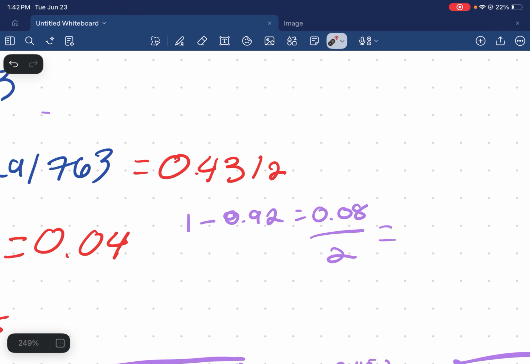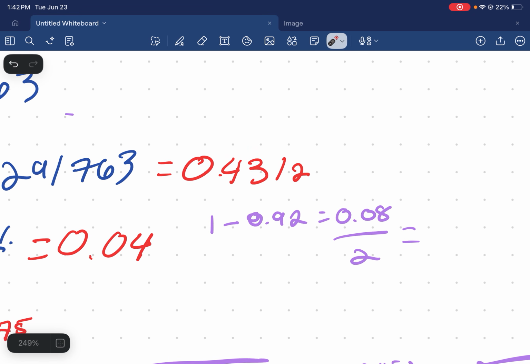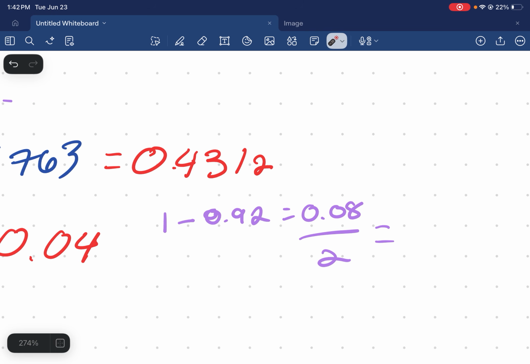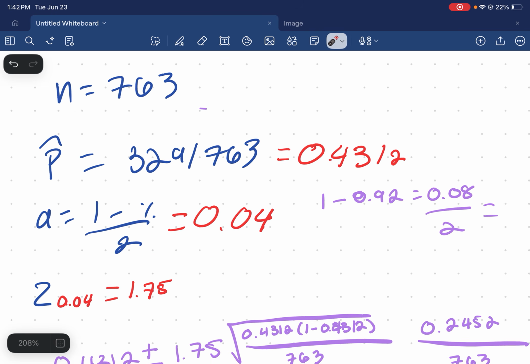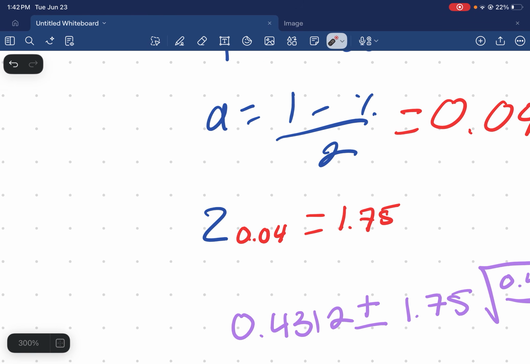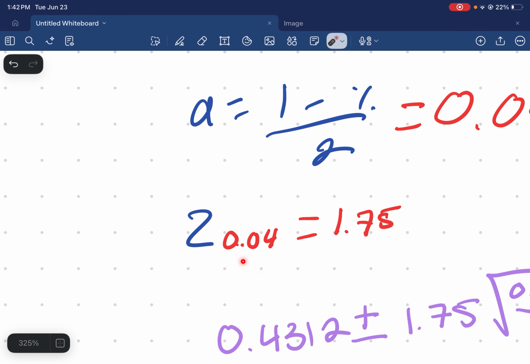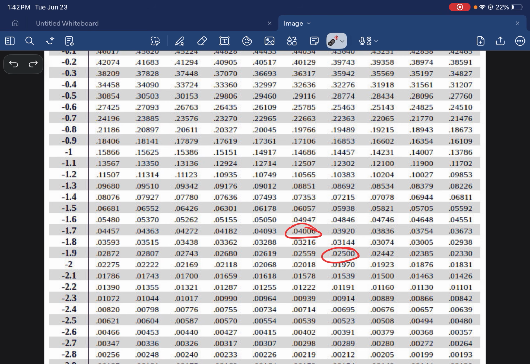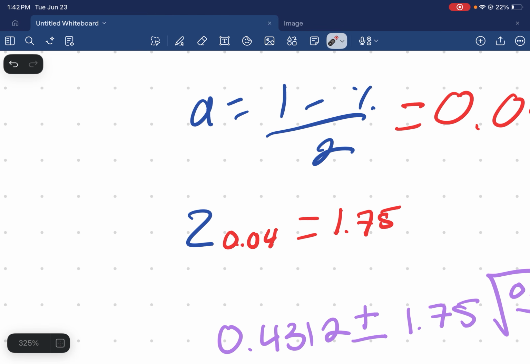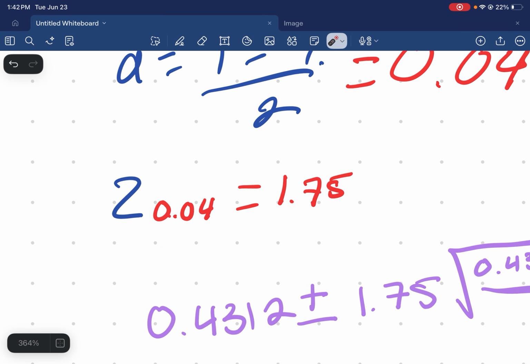So to find that, we would do 1 minus 0.92, which equals 0.08, and then divide it by 2, which equals 0.04. And then we have to try to find 0.04 on the z-score chart, which is right here on the negative 1.7 and then the 0.05. And we will be using the positive value, which is positive 1.75.